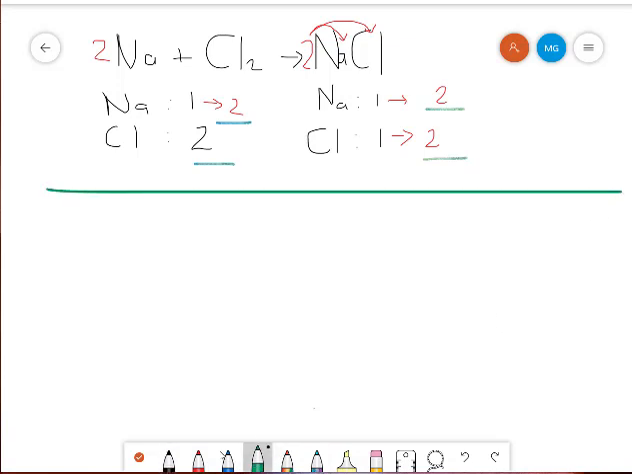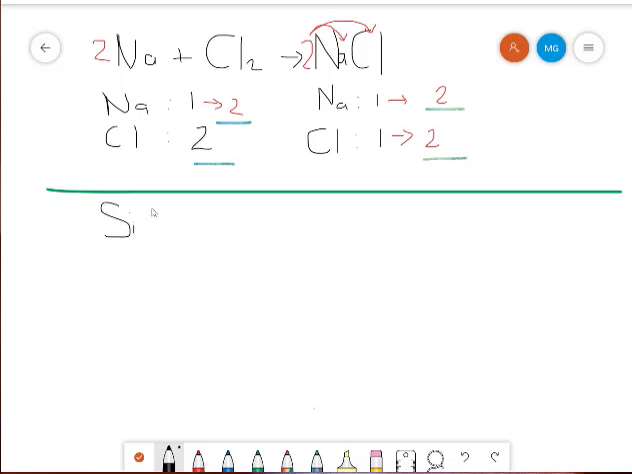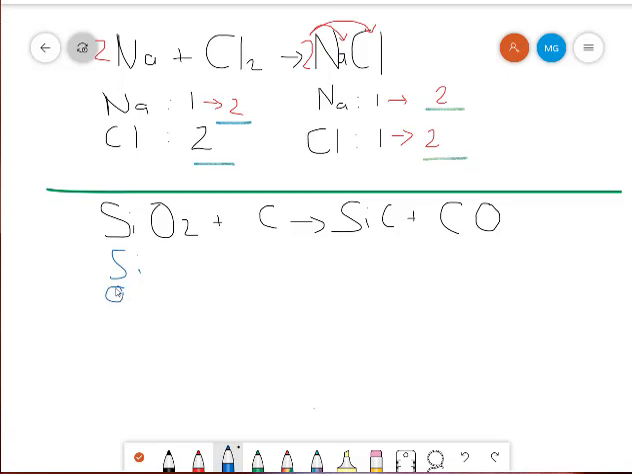The last equation I'm going to give you is one you had in your study guide. It's in exercise 3. It was the very last question of exercise 3. It is SiO2 plus C gives me SiC plus CO. So on both sides my elements are silicon, oxygen and carbon. On the left side I have 1 silicon, 2 oxygen and 1 carbon. On the right side I have 1 silicon, 1 oxygen and 2 carbon. Therefore I have an imbalance here.